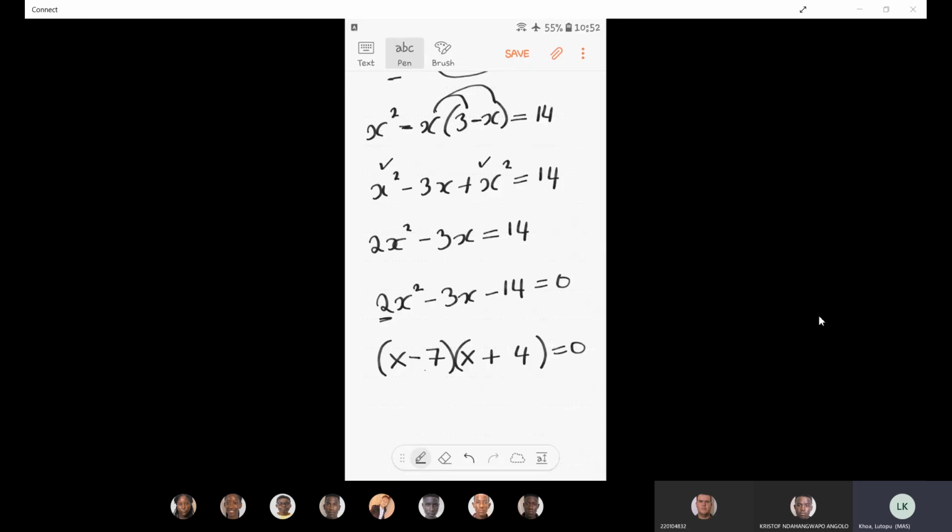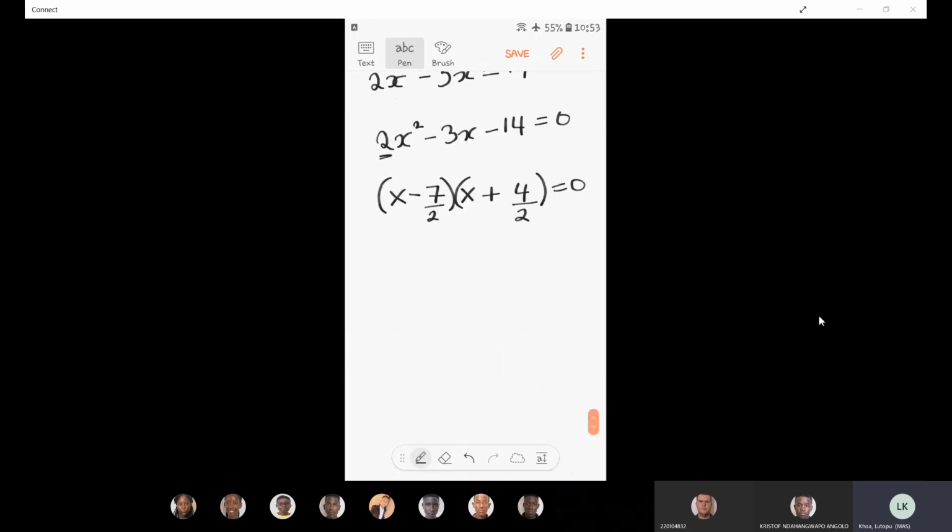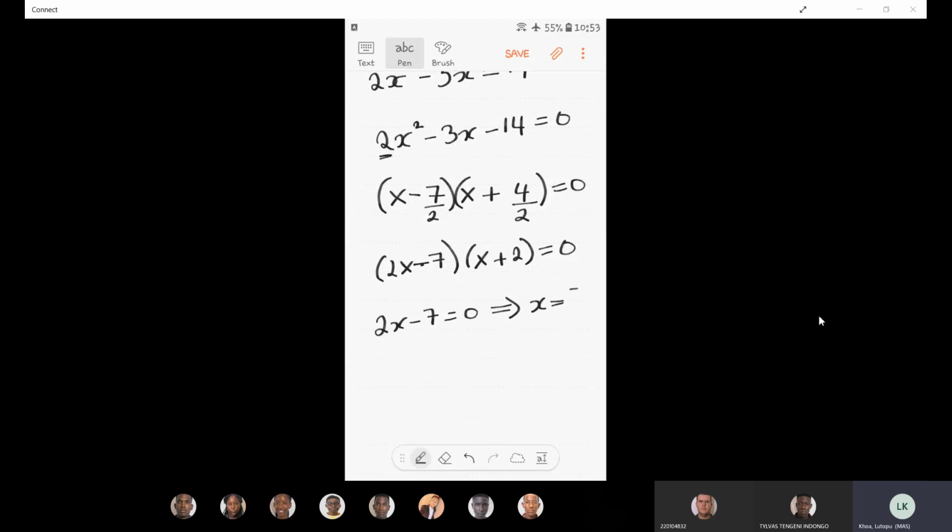So you divide by 2, simplify your fractions as far as possible, and then take the denominator to the x if necessary. So this is 2x minus 7, because 7 over 2 is in its simplest form, and then I have x plus 2. This is equal to 0. So this means that 2x minus 7 is equal to 0, and therefore x is equal to 7 over 2, or x plus 2 is equal to 0, which means that x is equal to minus 2.